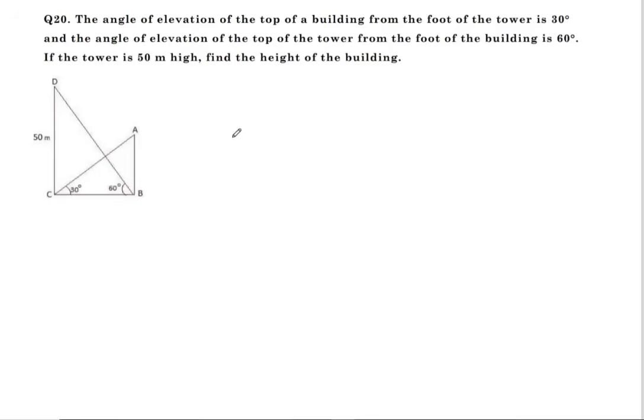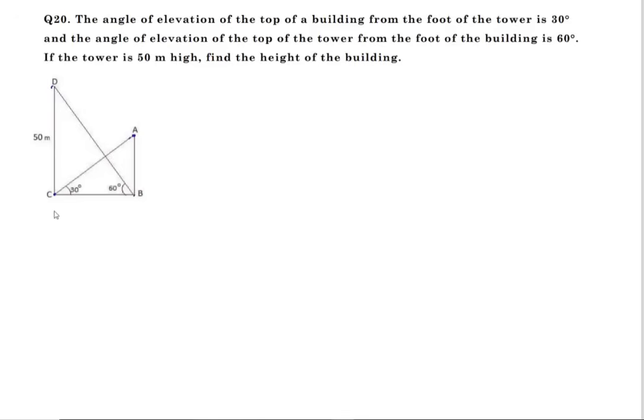Now the angle of elevation of the top of the building from the foot of the tower is 30 degree. So a figure will be given in the exam. See, this is the top of the building AB. There are two buildings, AB and DC. From the point C, that is foot of the building DC, the angle of elevation is 30 degree. In the same way, from the foot of the building AB, the angle of elevation of the other building is 60 degree.